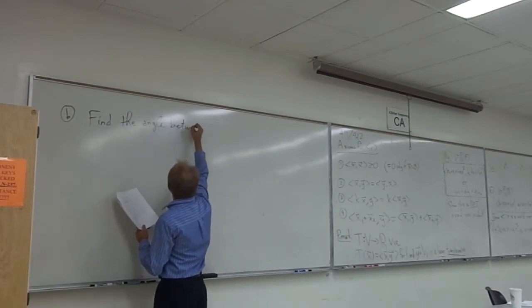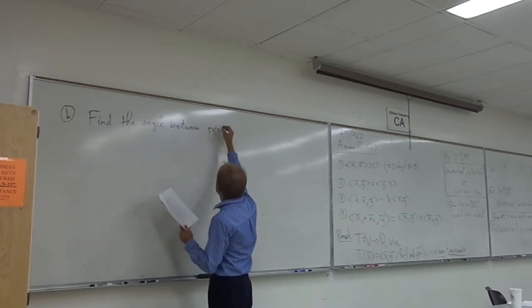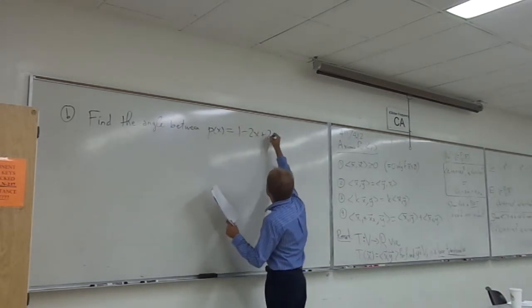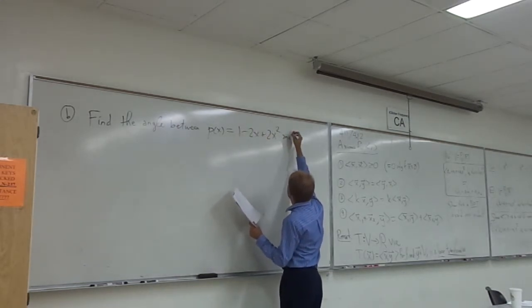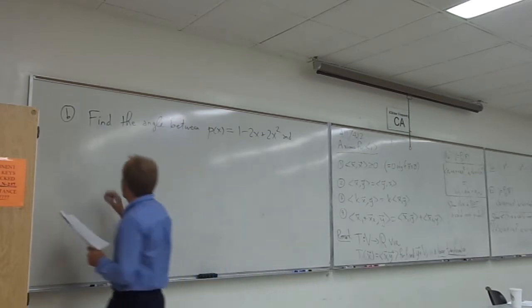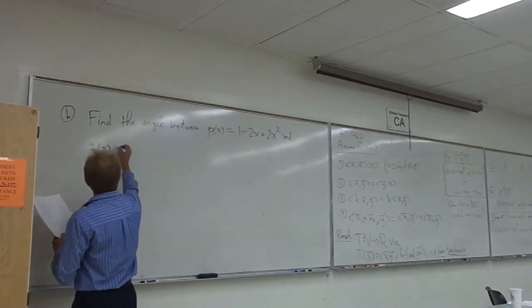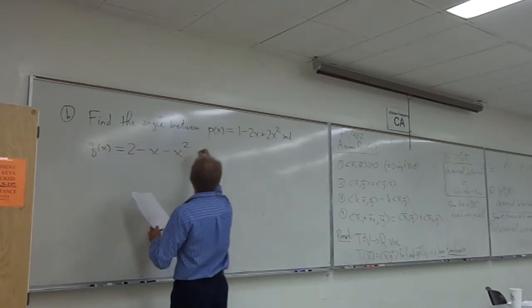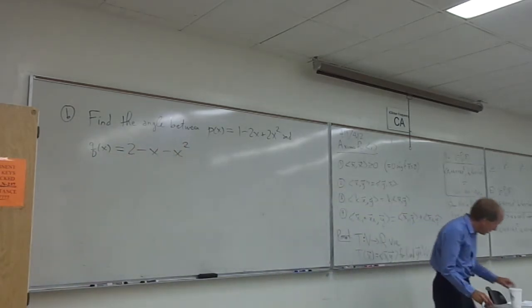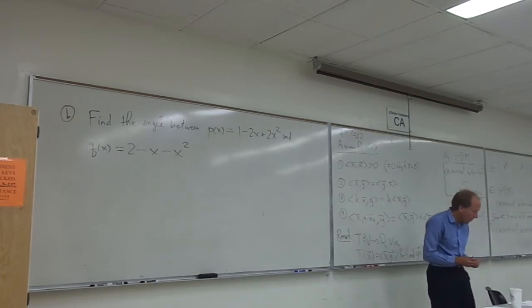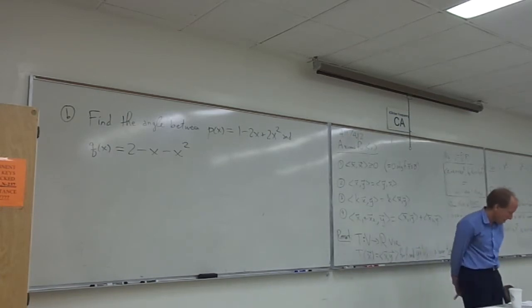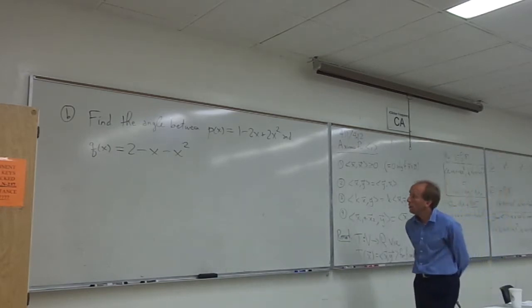between p of x, which is going to be 1 minus 2x plus 2x squared, and q of x, which is going to equal 2 minus x squared. That's probably worth checking.